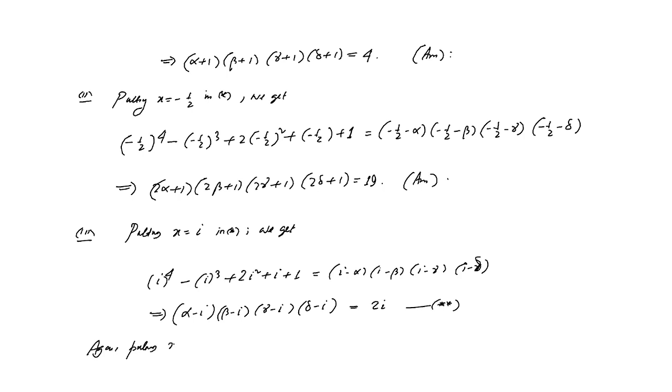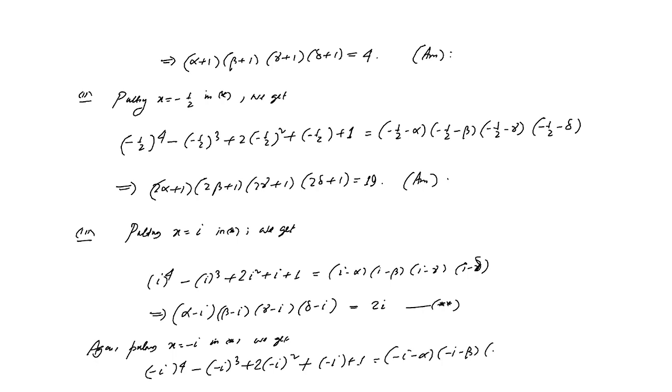Again, putting x equals to minus i in single star, what we get? We get minus i whole to the power 4 minus i whole cube plus 2 into minus i whole square minus i plus 1. This is equals to minus i minus alpha, minus i minus beta, minus i minus gamma, minus i minus delta.